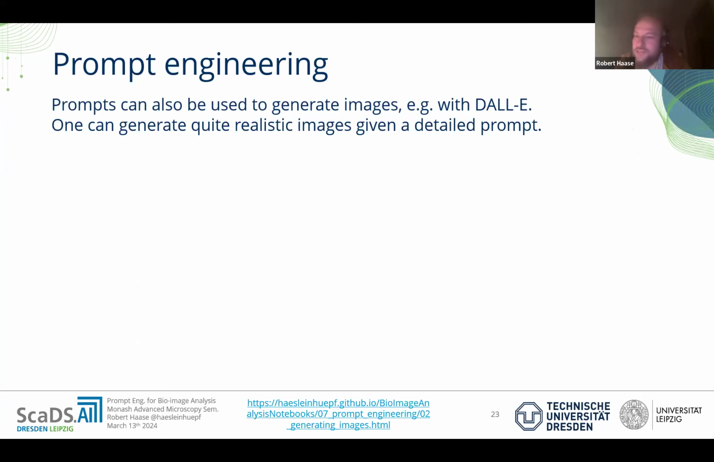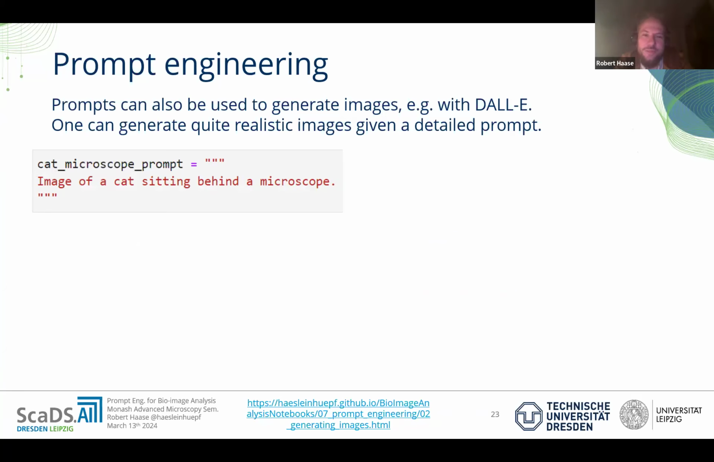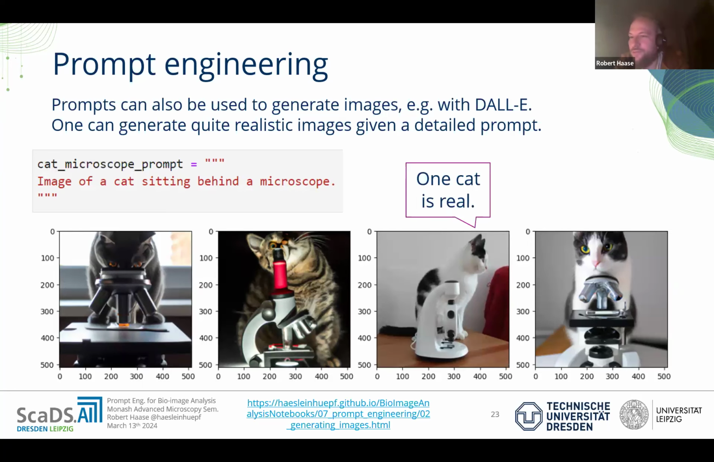So you can also produce images. Now we are coming closely to the bioimage analysis field, but not yet. So we would like to have an image of a cat sitting behind a microscope. If you do that, you get, for example, these images out. Disclaimer, no cat was hurt when producing these images. And one of them is real. And maybe it may be easy to identify this one cat. It would also be easy if it was not a popular one on Twitter.